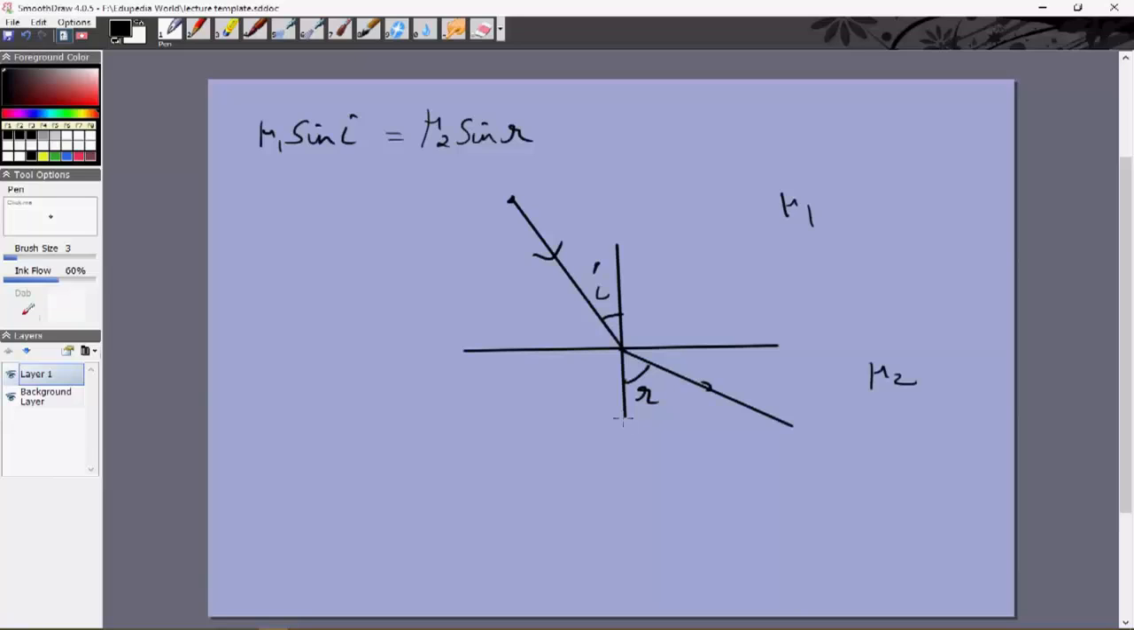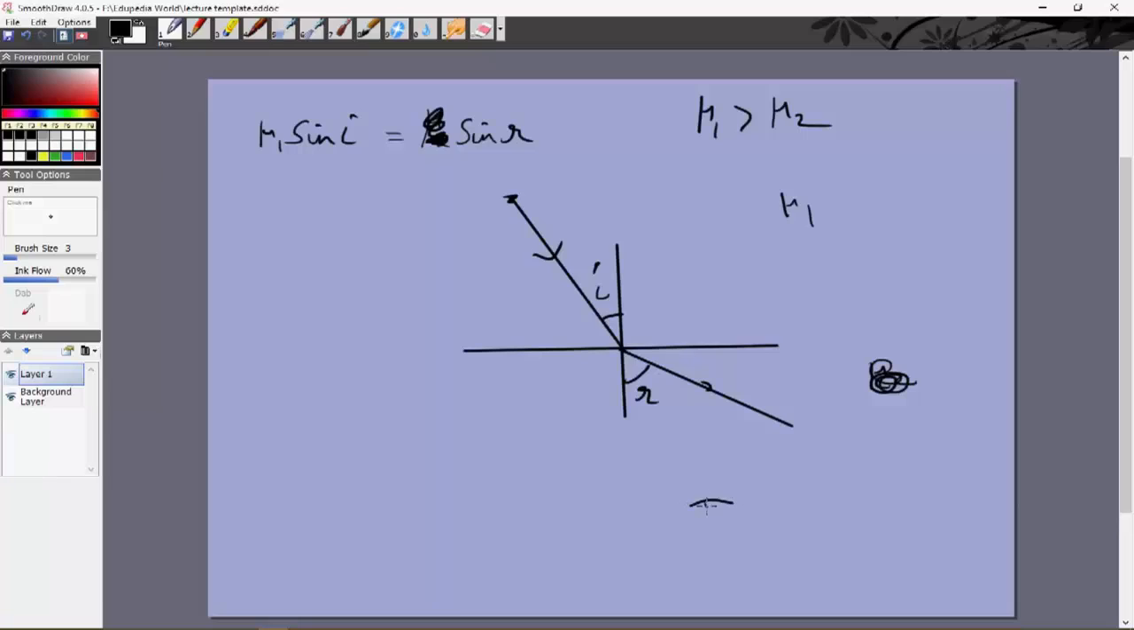Now it has one interesting effect. When we look at an object coming from another medium, it looks to us like it is at a different height from what it actually is. In this case we assume, since r is greater than i, that mu1 is greater than mu2. So let's assume for a second that mu2 is air, so mu2 is equal to 1, and mu1 is maybe water or glass. Then an object placed inside water or glass will actually look to us to be at a different depth than it actually is.